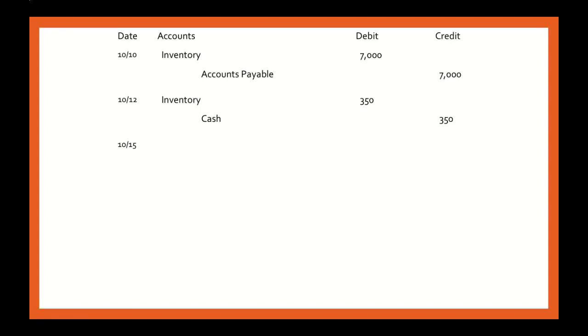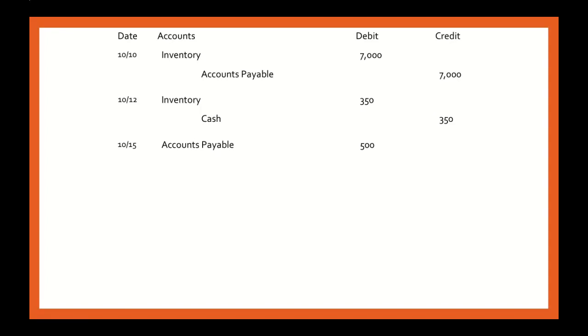And so if I return goods, that means I don't have to pay for them anymore, right? So we want to decrease our accounts payable to show that we don't owe that money anymore, because we've now returned these goods back to the seller. So we debit our accounts payable.